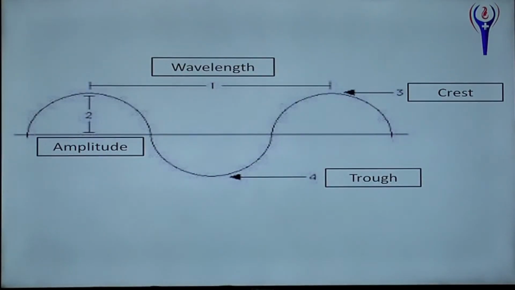See, crest I said. What is a crest? Maximum displacement along the positive direction. Trough, maximum displacement along the negative direction. And this maximum displacement is also called amplitude. Distance between two successive crests is the wavelength.